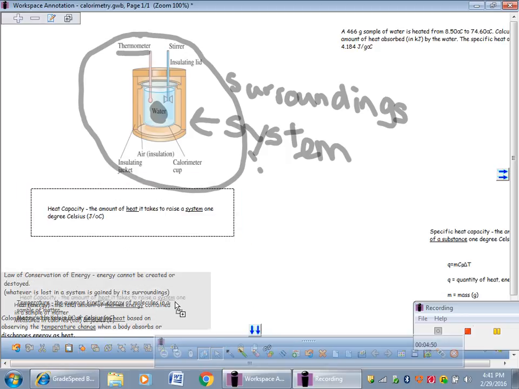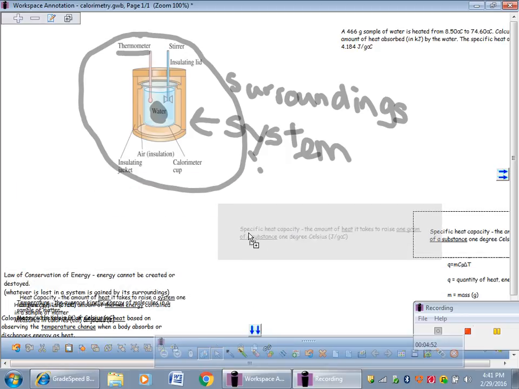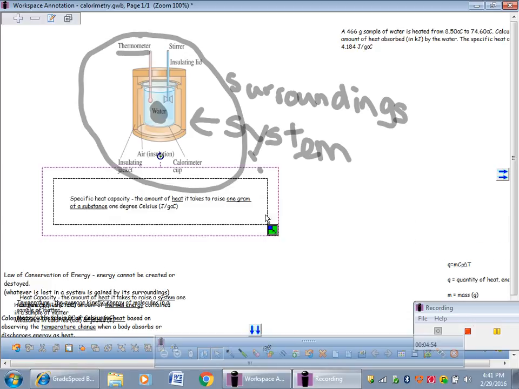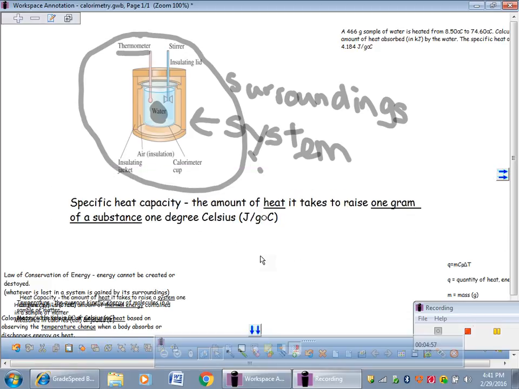And then what we'll be using with our calorimeter is our specific heat capacity. And this is different because we are now specifically talking about the amount of heat it takes to raise 1 gram of a substance 1 degree Celsius. So now our unit is joules over grams Celsius. So we're figuring out if you had 1 gram of water, how much energy would it require to raise it 1 degree Celsius. That is the specific heat capacity.